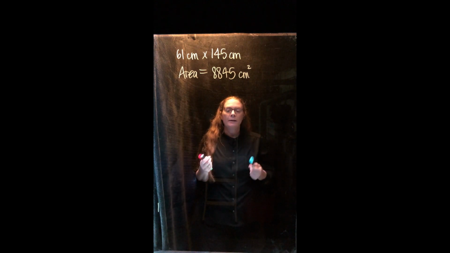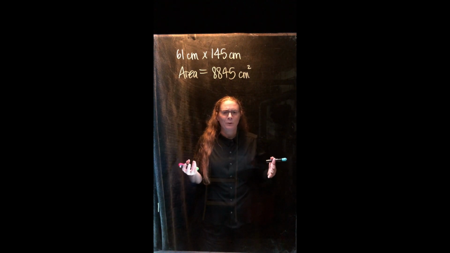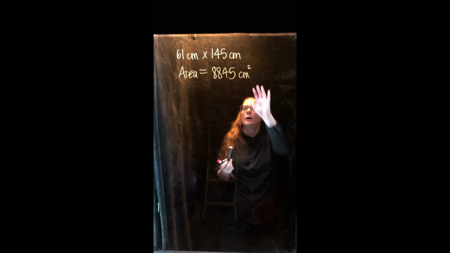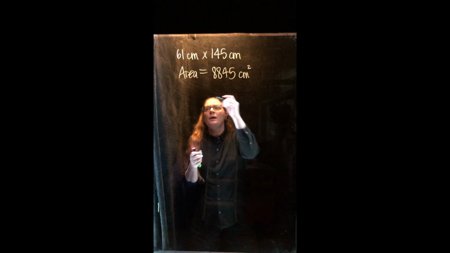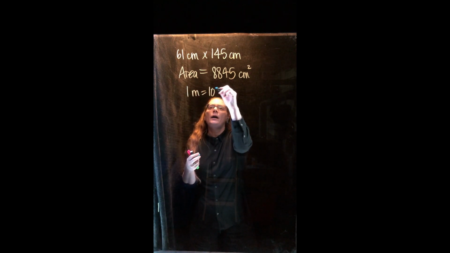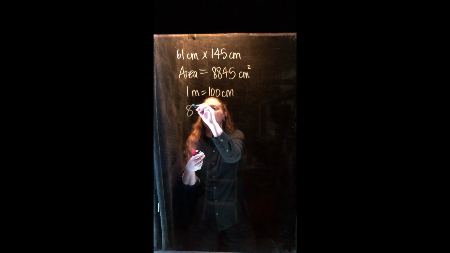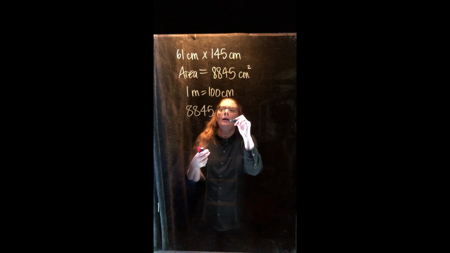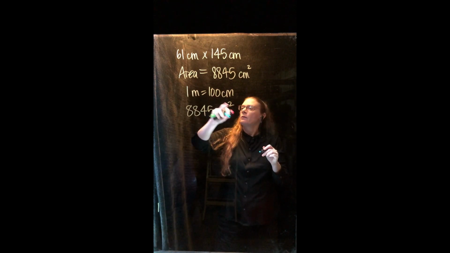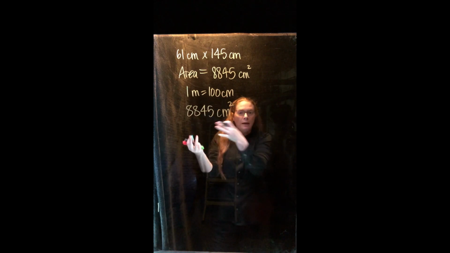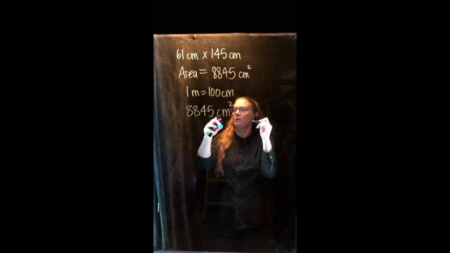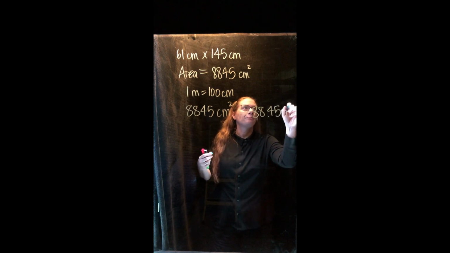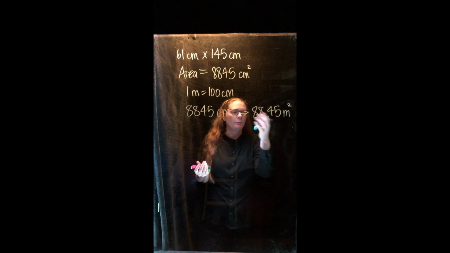Now I want to convert this to something more reasonable for a big thing. Well, if we're measuring big things, we often want to measure in meters. So I want to convert this to meters. All right, so 1 meter is 100 centimeters. So if I take 8,845 centimeters squared, and 1 meter is 100 centimeters, well, I just divide by 100, so shouldn't that be, 100 is 2 decimal places over, 88.45 meters squared. All right, so again, is this reasonable?